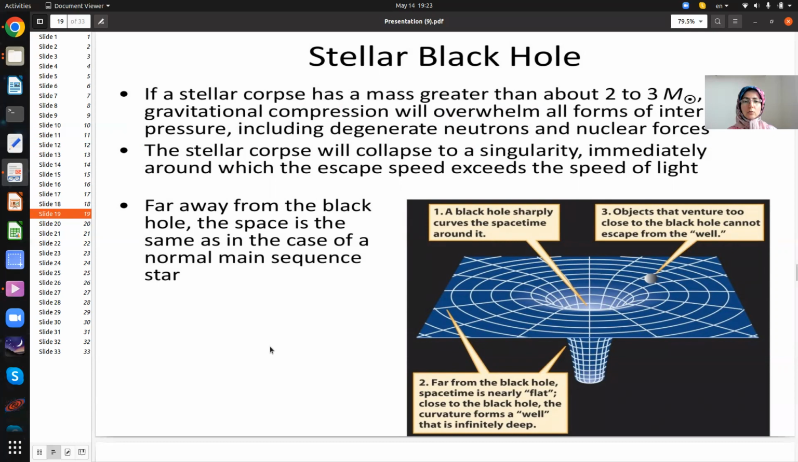Far away from the black hole, the space is the same as in the case of a normal main sequence star. Here, a black hole sharply curves the space-time around it. Far from the black hole, space-time is nearly flat. Close to the black hole, the curvature forms a well that is infinitely deep. Objects that venture too close to the black hole cannot escape from the well.